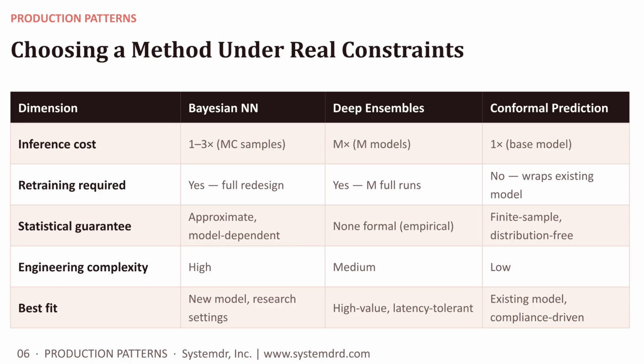A pattern repeated across large tech and healthcare companies: start with conformal prediction as the fast, low-risk retrofit, and only invest in ensembles or Bayesian architectures later if the conformal sets turn out too wide to be actionable. A guarantee on paper isn't the same as a well-behaved system in production, though. Let's look at how these are calibrated and monitored once they're live.